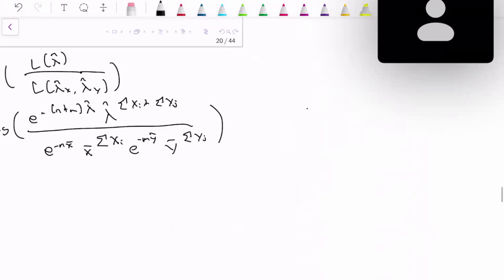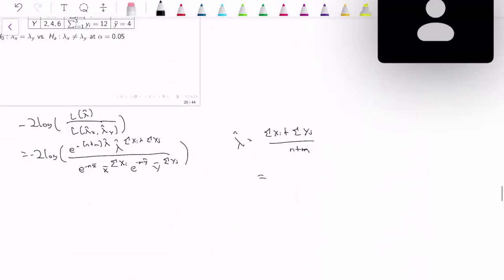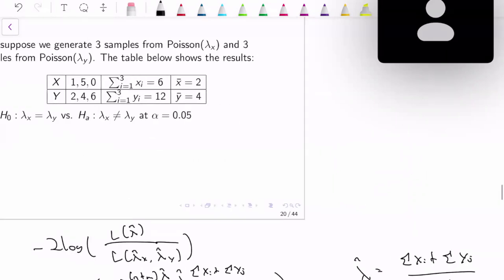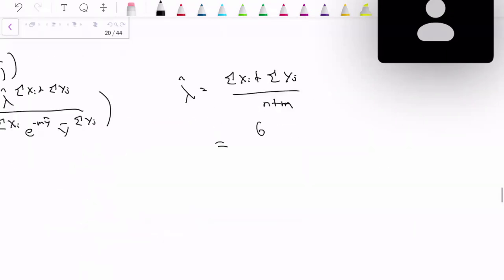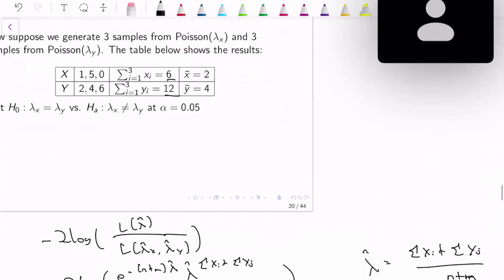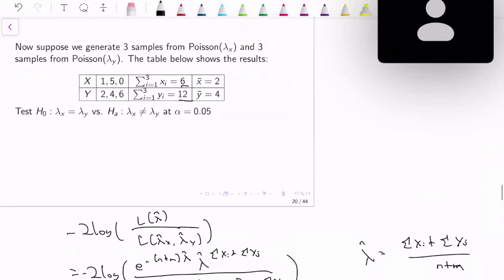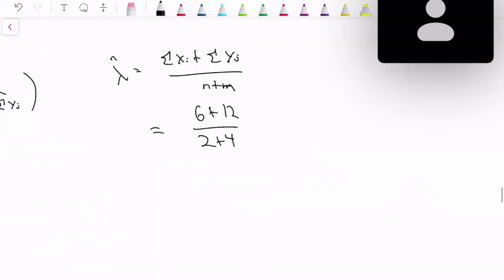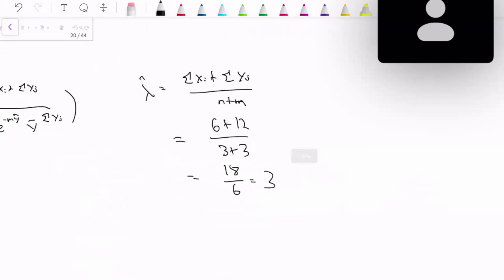And then, I should mention here, lambda hat is sum of xi plus sum of yj over n plus m. So let's go ahead and calculate this now. Sum of xi is 6, sum of yj is 12, 6 plus 12 over, no, what am I doing? 3 plus 3. 18 over 6, so 3.